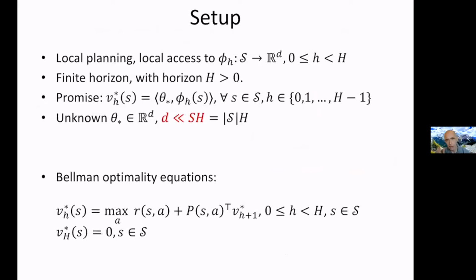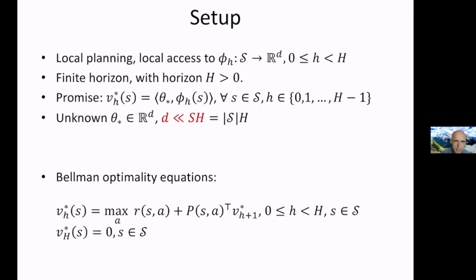And how are we going to deal with large state spaces? We're going to assume that some friendly oracle passes us a bunch of features, like whatever state we find ourselves in, whatever stage of the decision process we are in, we are given a feature vector, and we are also given the promise that the optimal value function at that state can be written as a linear combination of the feature vector components that are specific to that state.